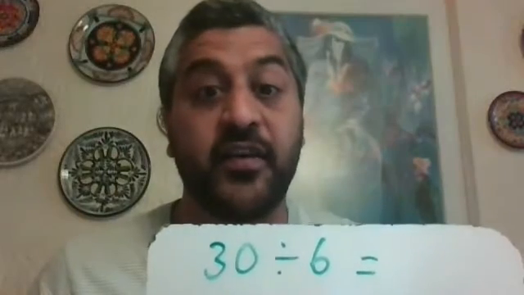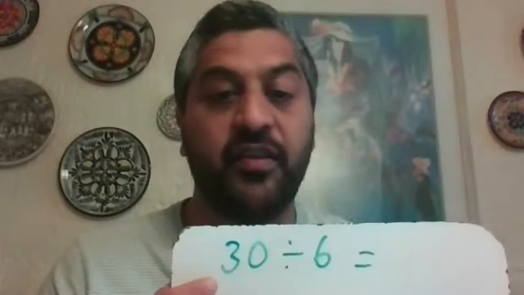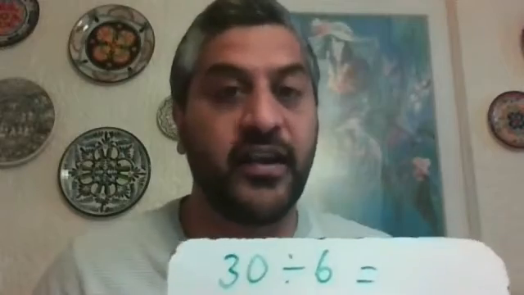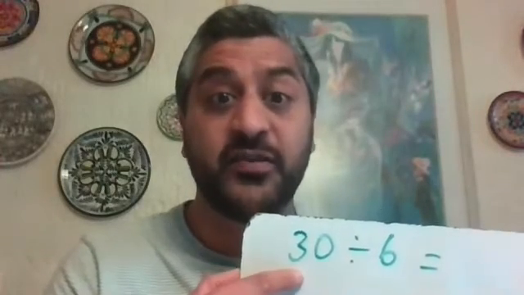Hello, we're now moving on to division. And the thing to remember about division is that division means sharing equally. Okay, so we're starting off with 30 divided by 6. So we're sharing 30 equally between 6. I always like to tell my children to imagine that they have 6 friends and 30 sweets. If you have 30 sweets, you have to share them equally between 6 friends.